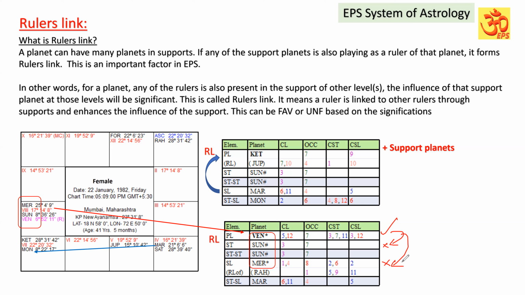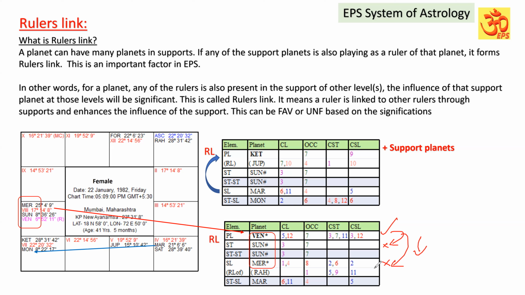In that case, the negative or weak signification of the Star Lord and Sublord will get reduced because of the ruler's link planet, that is the source planet. The source planet, a good significator, will extend its support to the star planet and sublord planet. So whatever weakness we are estimating at the star level and sub level will be comparatively lesser because of the support from the other ruler. I hope you have understood.